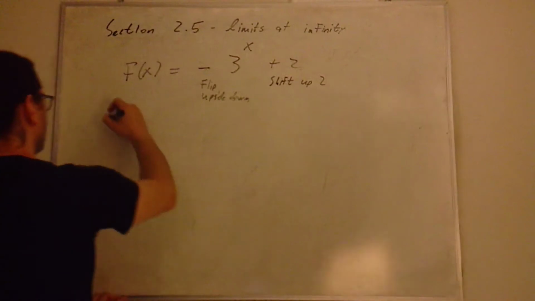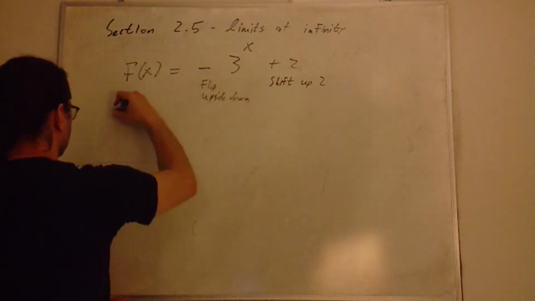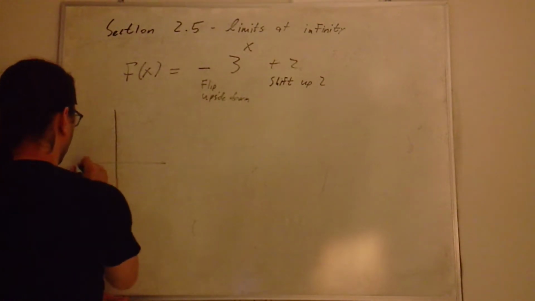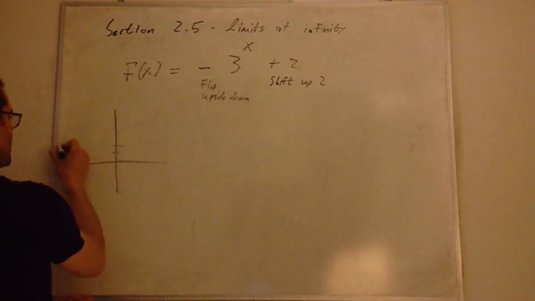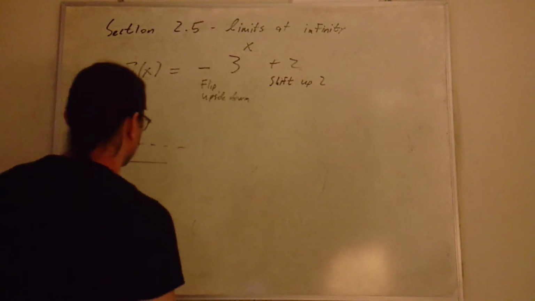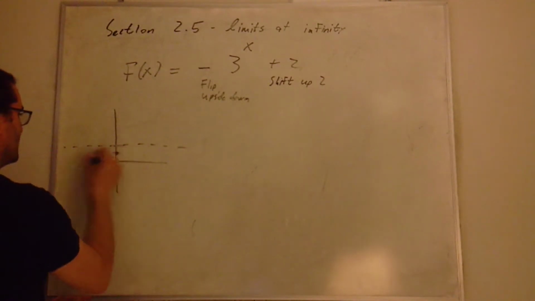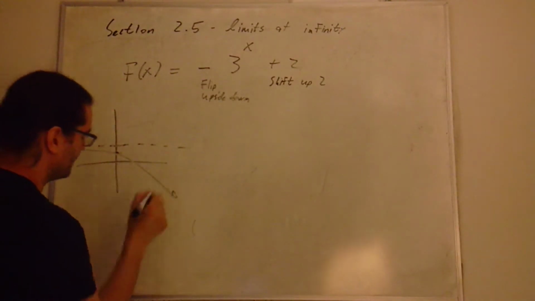So, in a very quick sketch, I'm going to have a horizontal asymptote at 2, and I'm going to be going upside down from there.